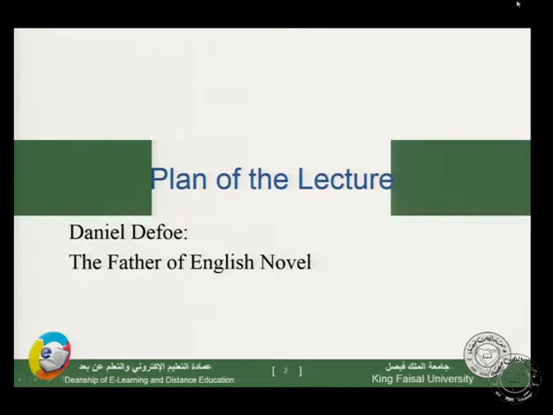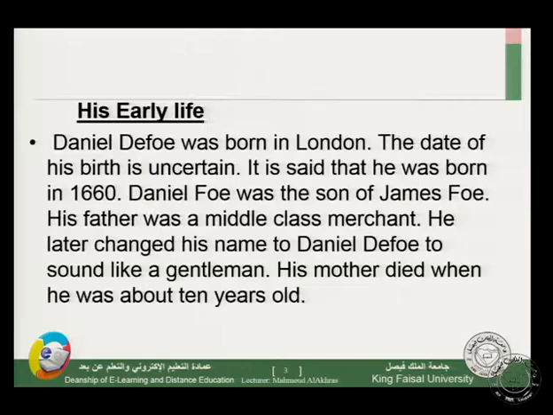Now let's start our topic for today. We have Daniel Defoe, the father of the English novel. Now let's start with his early life. Daniel Defoe was born in London. The date of his birth is uncertain. It is said that he was born in 1660.